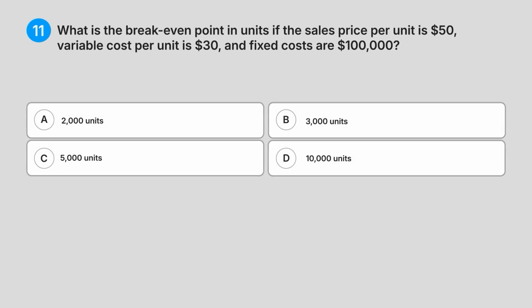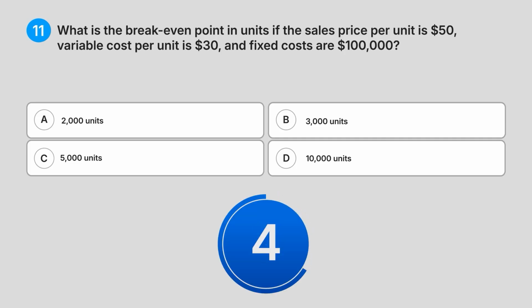What is the break-even point in units if the sales price per unit is $50, variable cost per unit is $30, and fixed costs are $100,000? A. 2,000 units. B. 3,000 units. C. 5,000 units. D. 10,000 units. Do you know the answer?